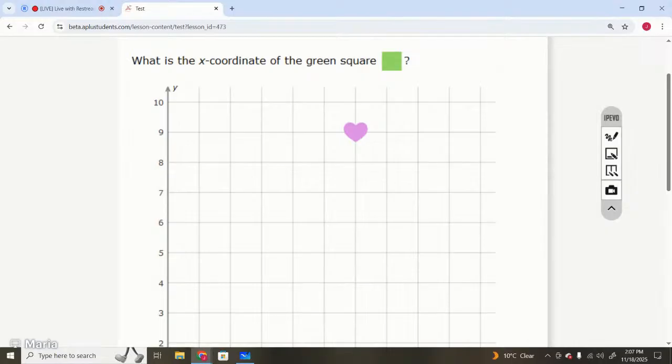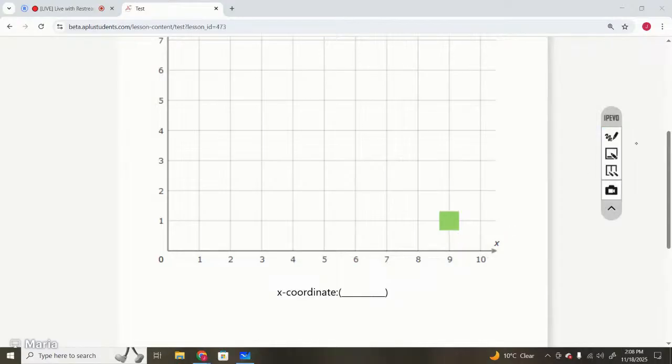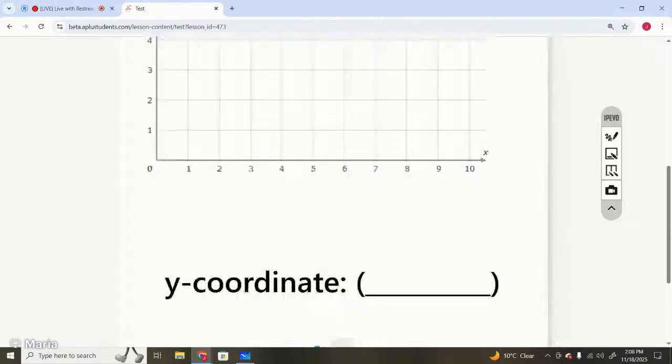What is the x coordinate of the green square? X coordinate of the green square, that is 9. The correct option is number 2.